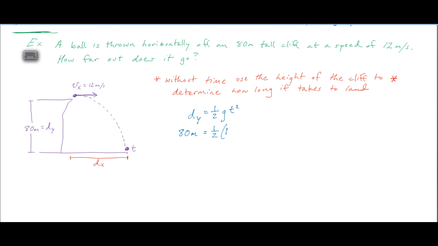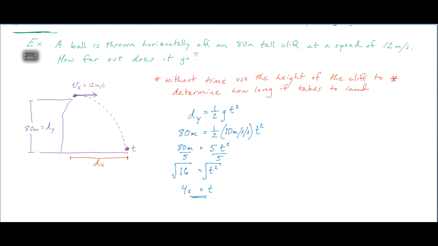G is acceleration due to gravity. It's 10 meters per second squared times t squared. So if I go through all the algebra here, 1/2 of 10 is 5 times t squared. To get t, I need to move the 5, divide both sides by 5. 80 divided by 5 is 16. 16 equals t squared. Take the square root of both sides, and I get that 4 seconds equals the time in the air.